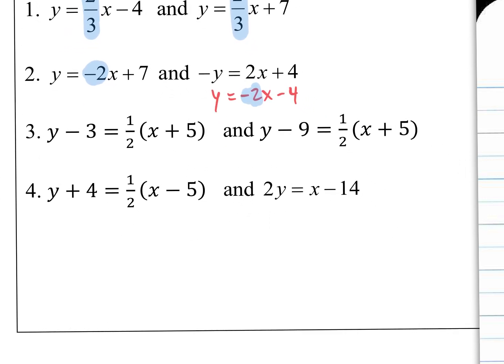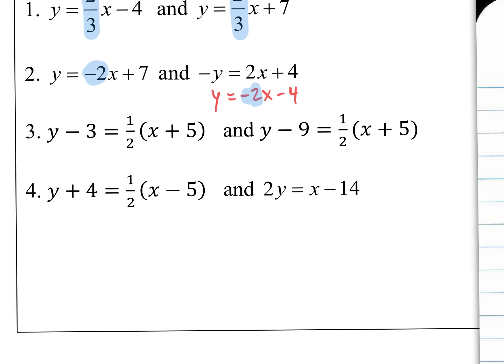Number 3, you have equations that are in point slope form, which means you could clearly look at where the m value's at. The m value on the first one's 1/2, the m value on the second one's 1/2. That's why they're parallel. If you were to graph them, you would have two lines that never intersect, that go in the same direction, that have the same steepness.